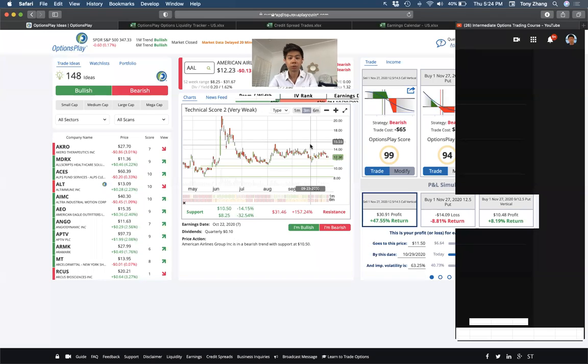Do you have a rule of thumb on using deltas for covered calls? Covered calls is usually about a 10 to 20 delta, which is the range that we typically use for a covered call.